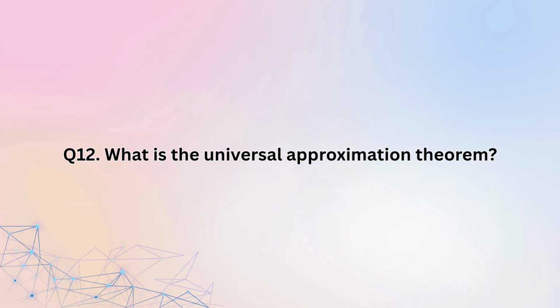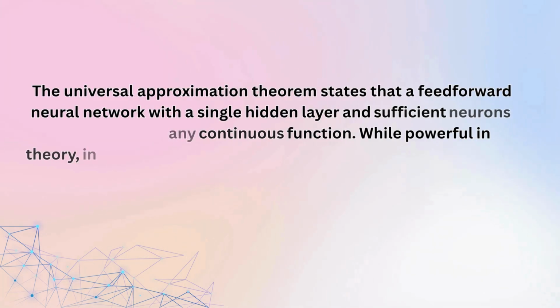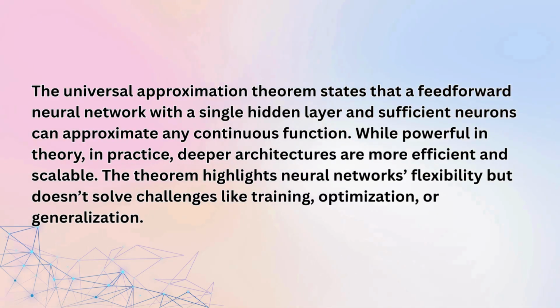What is the universal approximation theorem? The universal approximation theorem states that a feed-forward neural network with a single hidden layer and sufficient neurons can approximate any continuous function. While powerful in theory and practice, deeper architectures are more efficient and scalable. The theorem highlights neural networks' flexibility, but doesn't solve challenges like training, optimization, or generalization.